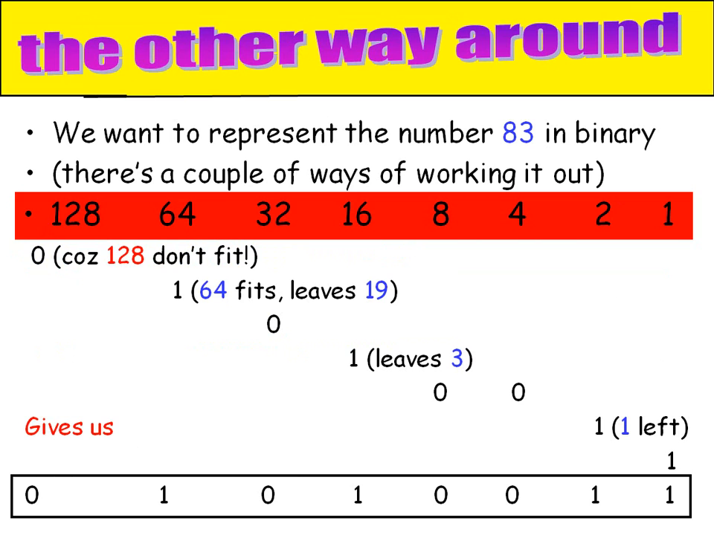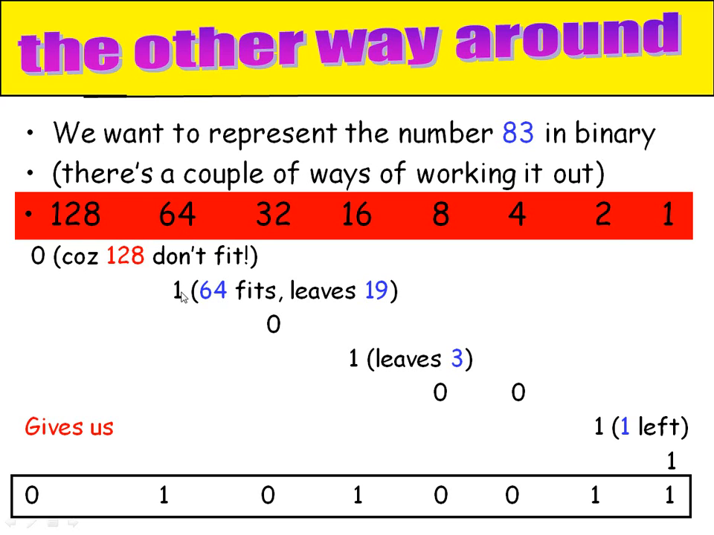So another way to look at it is, how would we represent the number 83 in binary? So again, this red band here, just write that down at the top of your page. Don't do any silly things and write it back to front or anything, you'll get completely different numbers. We're trying to fit 83 into these different numbers, so how I like to think of it is building up a wall with these different sized bricks, and 83 is the size of the hole in the wall you need to fill. So if you try and fit 128 in there, it won't fit, so you put a 0.